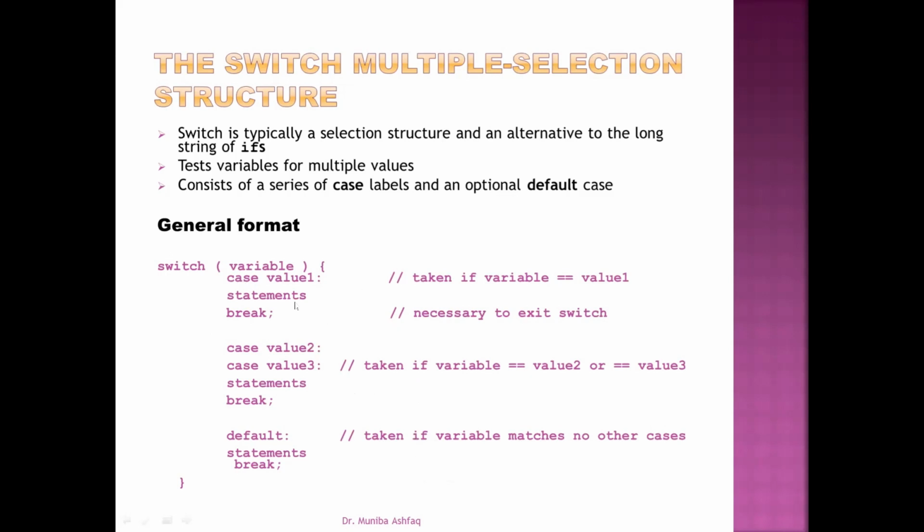Similarly, we write different cases. You can see that we have case value 2 and case value 3. So if we get one of these values in the variable, we execute this statement. Whether value 2 occurs or value 3 occurs, we will execute this statement and come out of this switch structure, as we have the break.